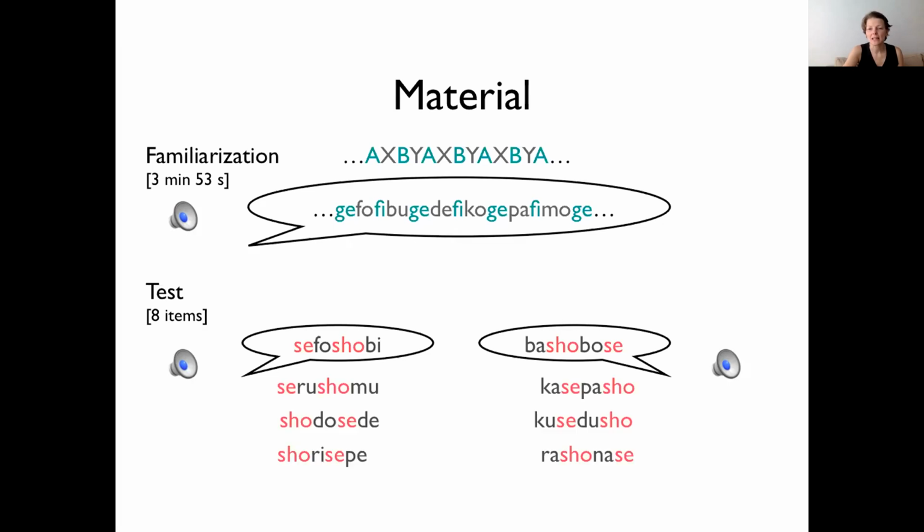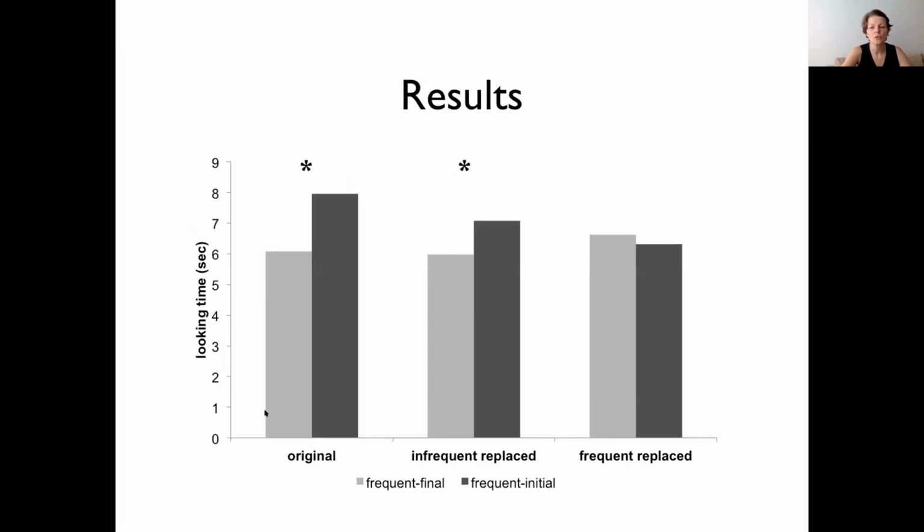And so here are the results. We tested the 3 different groups. As I said, in the original no substitution study, we replicated the results before. French babies, like Italian ones, show a strong preference for frequent initial sequences. This preference remains when infrequent content words are replaced, as we expect. So indeed, babies are happy with that. They accept new words, suggesting that they consider infrequent words to come in open classes.